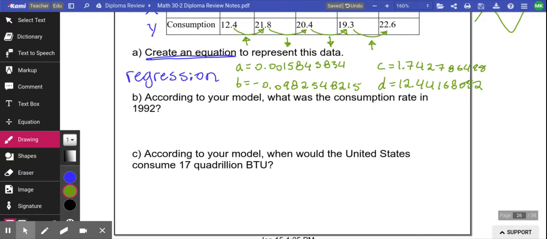Do not round any of them. Unless it specifically tells you to, don't round. The good news is when they do regressions on the diploma, they're almost always really nice regressions. So the answers are like 2.5, 0.1. Like they're actually pretty nice.